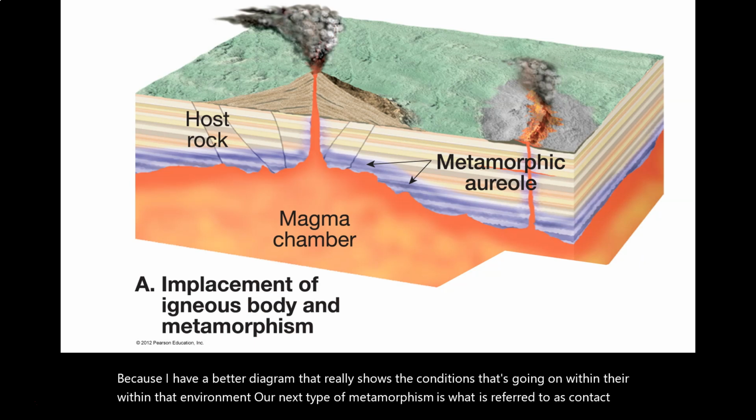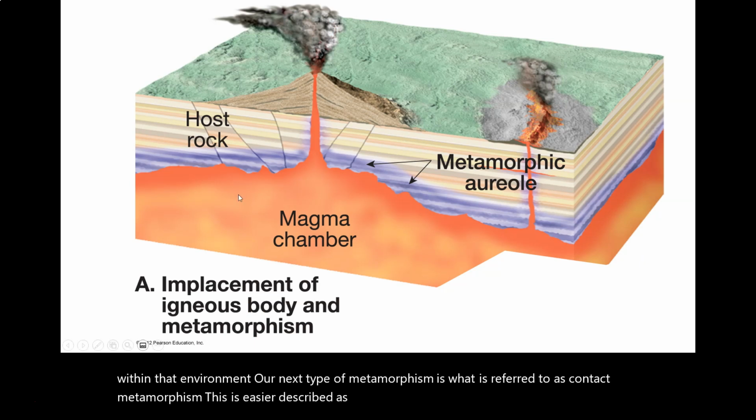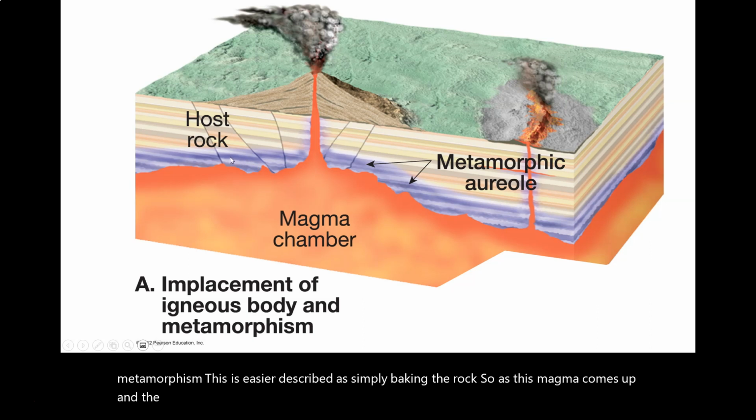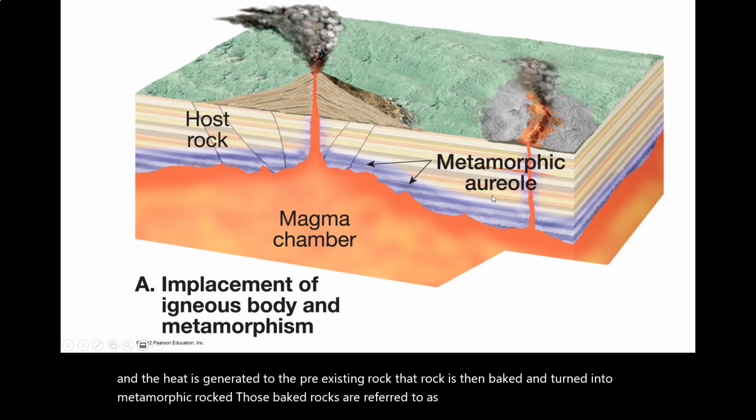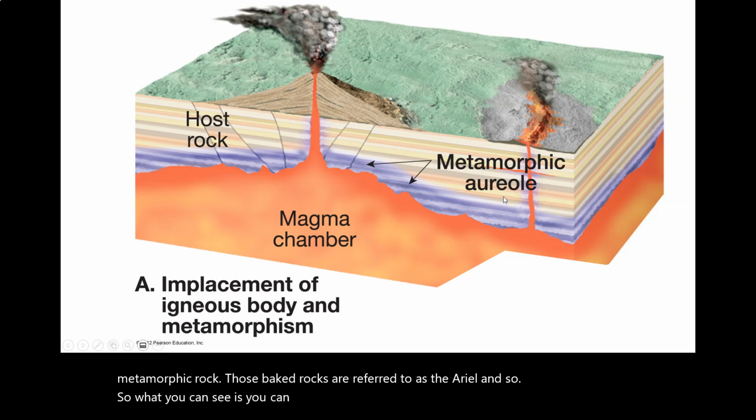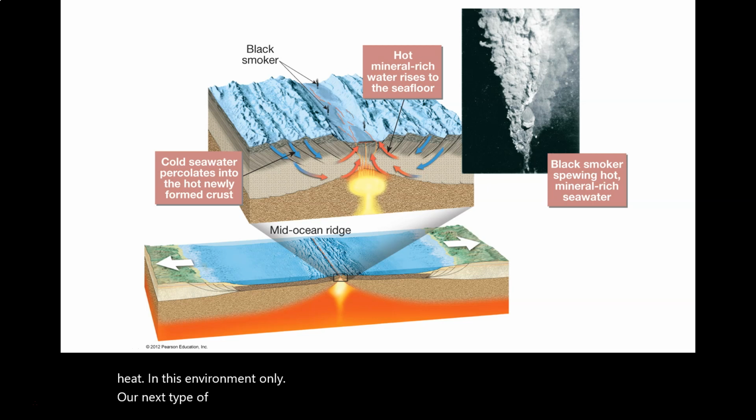This is easier described as simply baking the rock. So as this magma comes up and the heat is generated to the pre-existing rock, that rock is then baked and turned into metamorphic rock. Those baked rocks are referred to as the aureole. And so what you can see is that you're just simply baking and changing the rock through heat in this environment only. Our next type of metamorphism is going to be hydrothermal metamorphism.